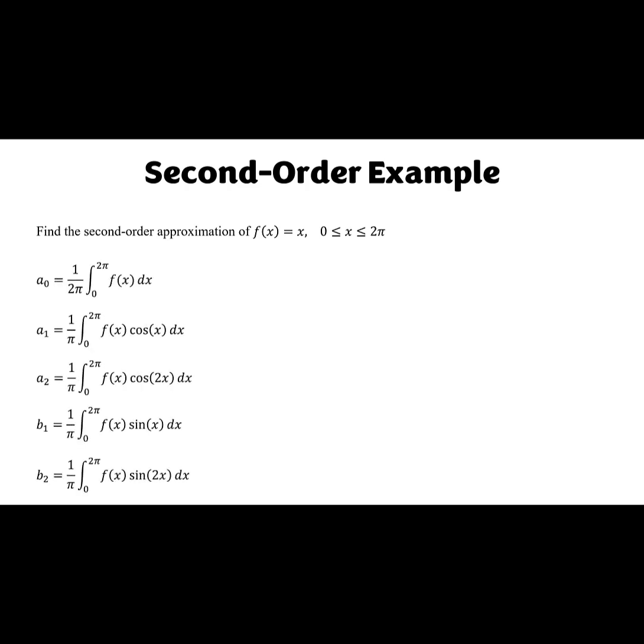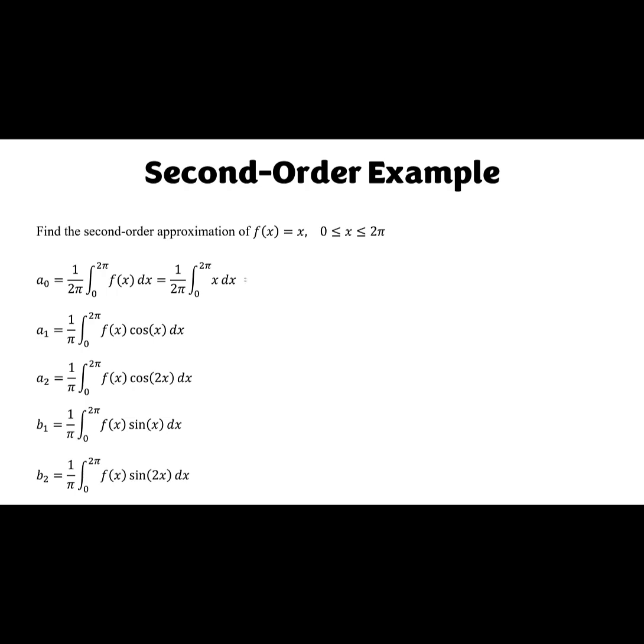All right, let's look at a second order example. Find the second order approximation of the function x from 0 to 2 pi. Second order means we're going to let n equal 2. So we have to calculate all these integrals, these 5 integrals here, and you can do that by hand or use a calculator.